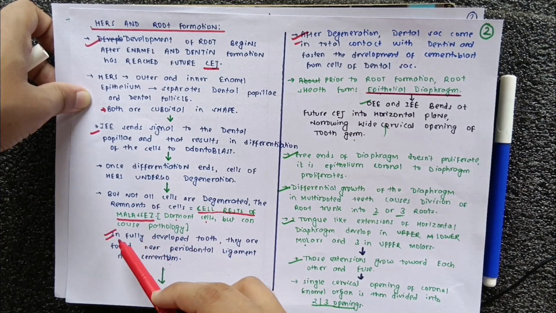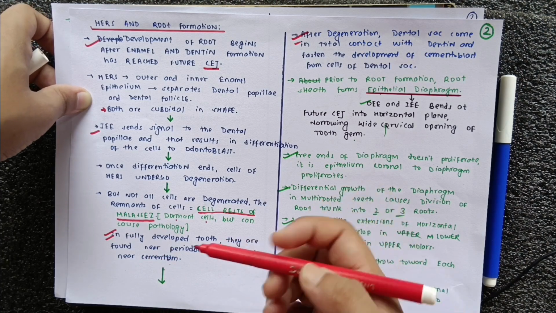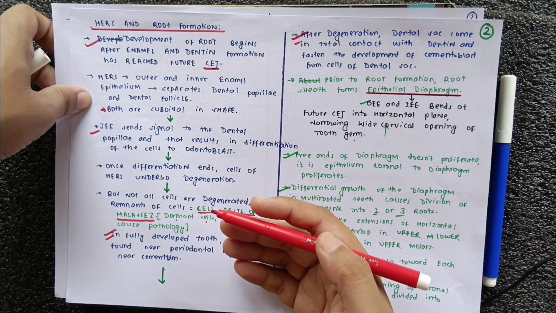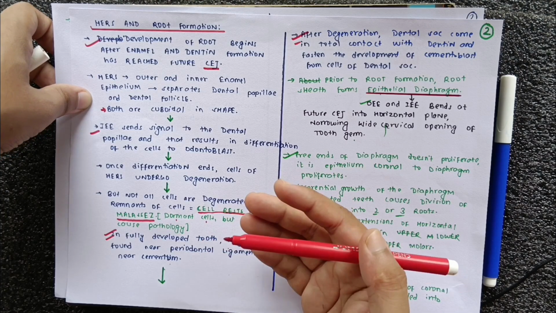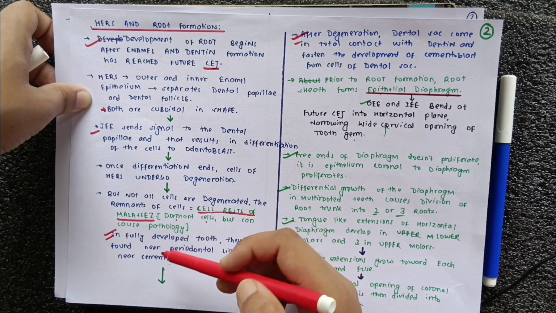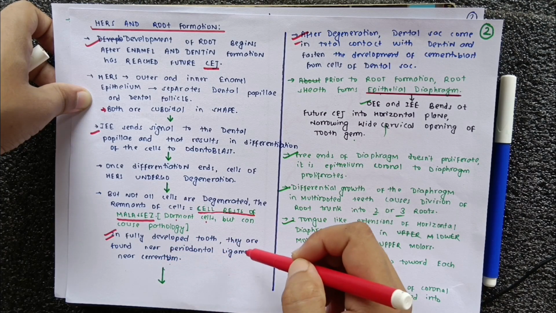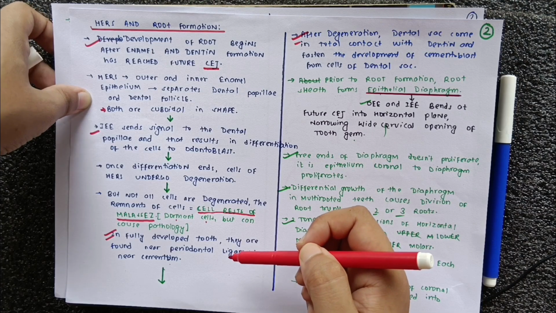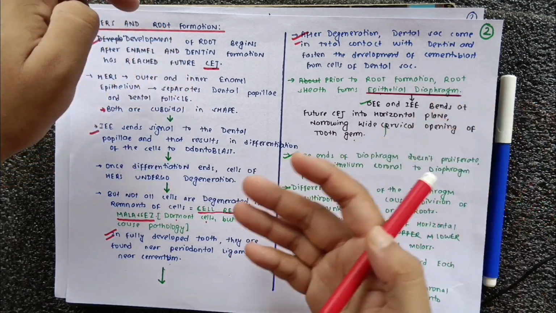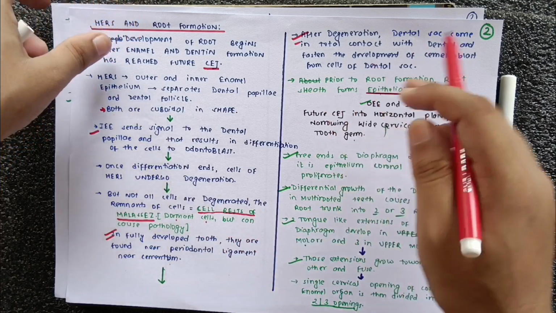After that, in the fully developed tooth, they are found near the periodontal ligament or near the cementum. So in a fully developed tooth, when we cut a section and watch that section under the microscope, we can see these cell rests of Malassez, which are dormant cells, near the periodontal ligament near the cementum. The periodontal ligament is connecting the cementum and the alveolar bone, so at that position we can see the cell rests of Malassez.